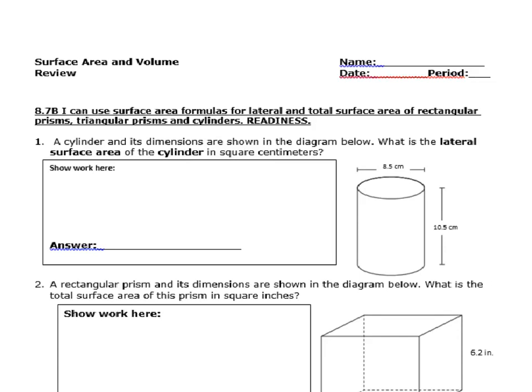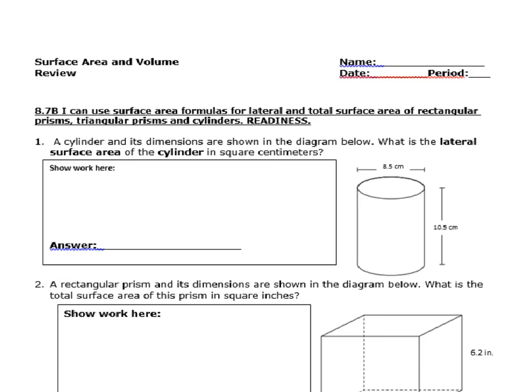Okay, so we're going to start our surface area and volume review. 8.7b, I can use surface area formulas for lateral and total surface area of rectangular prisms, triangular prisms, and cylinders. Number 1. A cylinder and its dimensions are shown in the diagram below. What is the lateral surface area of the cylinder in square centimeters?